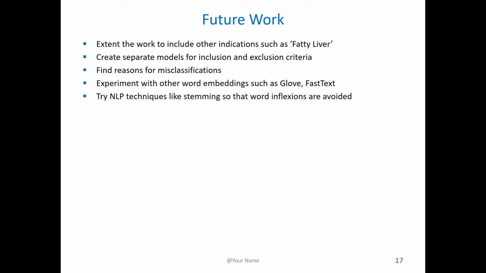The future work is to extend this to other indications such as fatty liver. I've created a model for the inclusion criteria, but a similar model can be made for exclusion criteria. It's important to find the reasons for misclassifications and see if the model can be fine-tuned. Experiment with other word embeddings such as GloVe and fastText. FastText seems to be quite promising, and there is the problem of word inflections, so maybe use stemming or lemmatization in a limited setting.